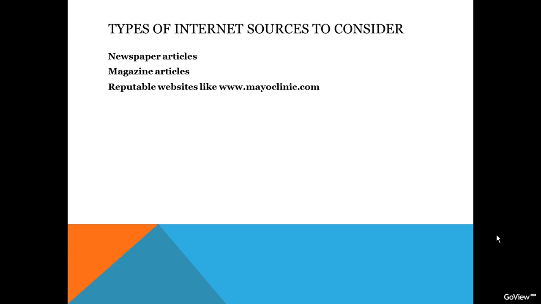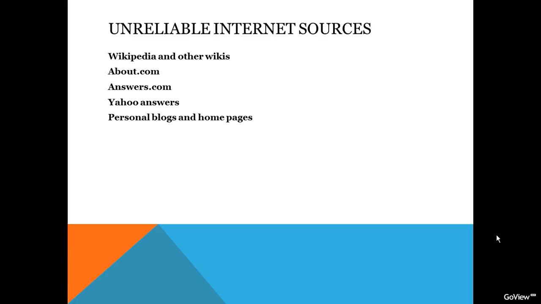These are some good internet sources that you might want to consider, sources that you can find simply through Google or any other search engine. Newspaper articles, magazine articles, or good websites like the Mayo Clinic, WebMD, and so on. These are unreliable internet sources.